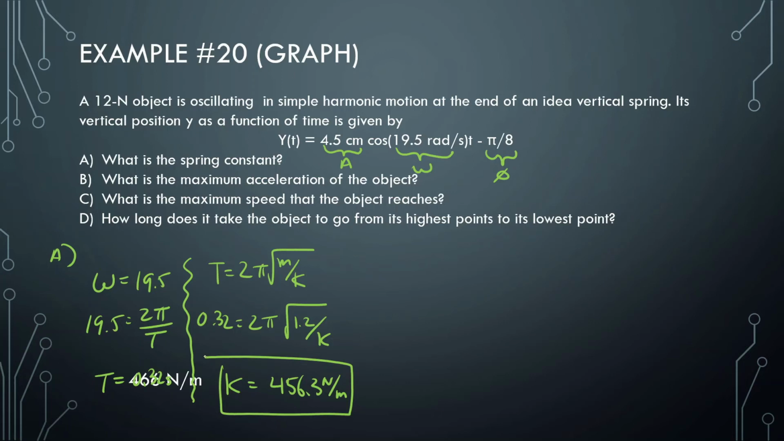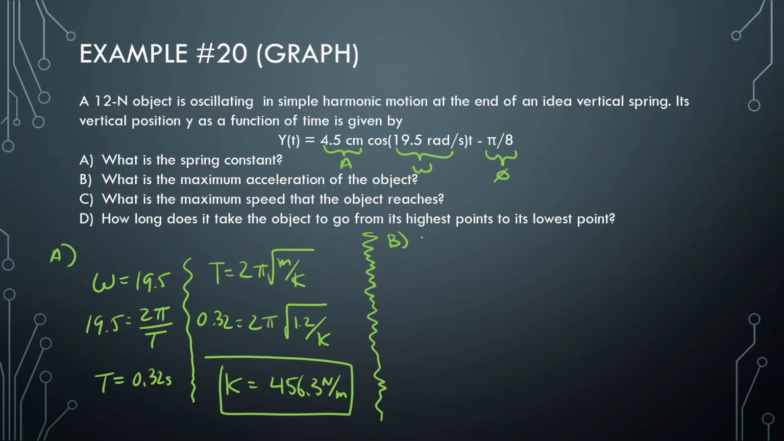Okay. Now let's look at this. What is the maximum acceleration of the object? We have the position as a function of time, but let's do the derivative of this to find the velocity and then the acceleration. Maybe I should write all this out. Okay, let's first do this. It says, what is the maximum speed that the object reaches? So I'm going to do that first.